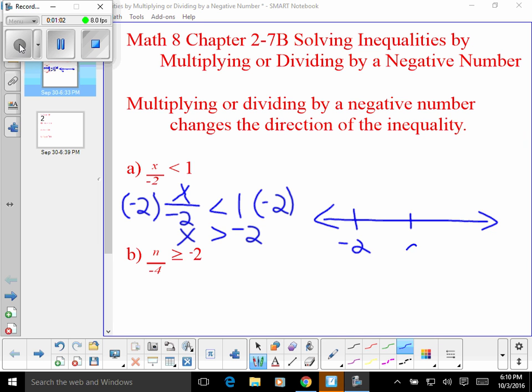To graph that, closed circle or open circle? I don't have an equal sign, so it's an open circle at -2, and I need everything greater than -2. Please hit pause, and you do B.